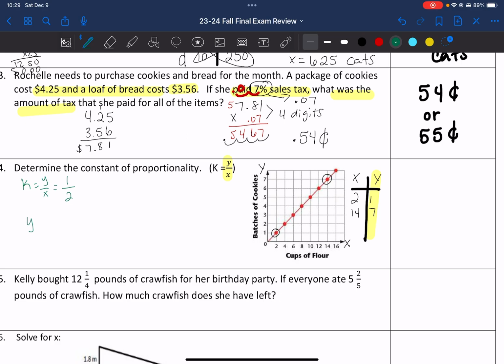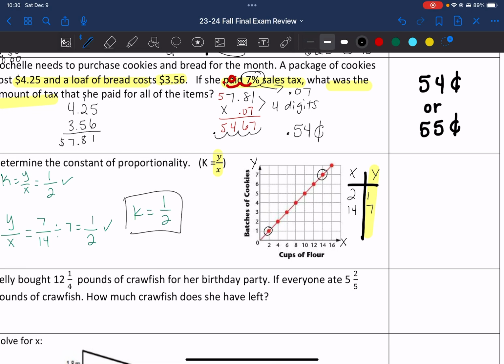Let's try one more number. Let's try the next point that I see, the next coordinates. 7 divided by 14. So here, if I take this fraction and I divide the top and the bottom by 7, 7 divided by 7 is going to be 1. 14 divided by 7 is going to be 2. They're the same. So that means that my K is going to be 1/2. This is my final answer. Okay, so here, final answer, K equals 1/2.